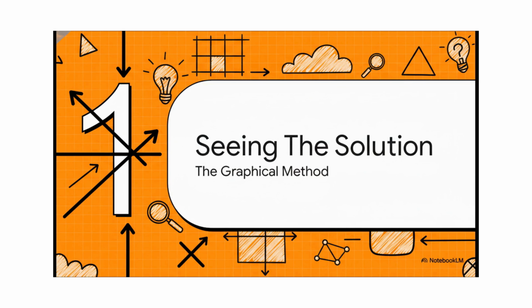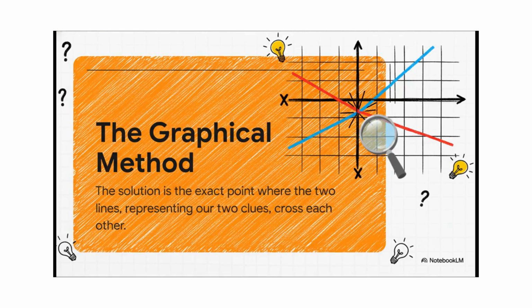First up in our toolkit is the graphical method. This one's all about seeing the solution. We're not just crunching numbers, we're going to draw a picture of our clues and see exactly where they lead us. The core idea here is actually super simple, and it's kind of brilliant. Every linear equation, like our 2 clues, can be drawn as a perfectly straight line on a graph. So if we draw the line for our first clue, and then draw the line for our second clue, the single point where those 2 lines cross, that's our answer. It's the one spot in the entire universe that's on both lines at the same time.